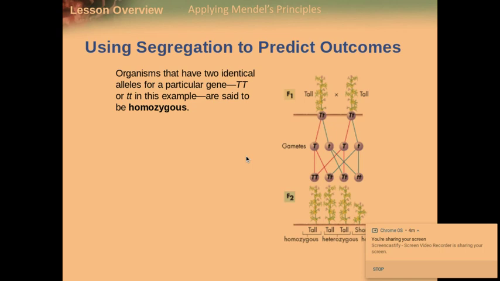Organisms that have 2 identical alleles, whether it's big T or little t, are homozygous. Homo means the same, so homozygous means you have 2 copies of the exact same allele. If you have opposite copies, hetero means different. So big T, little t is heterozygous. Heterozygous and hybrid basically mean the exact same thing: you have 1 of each of the alleles.